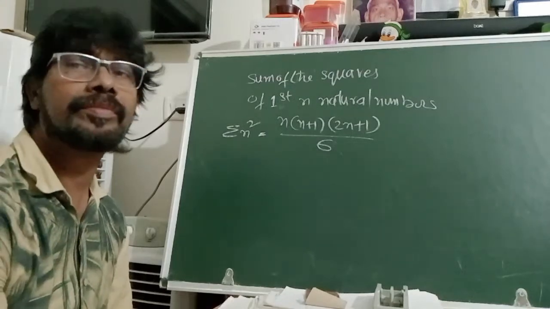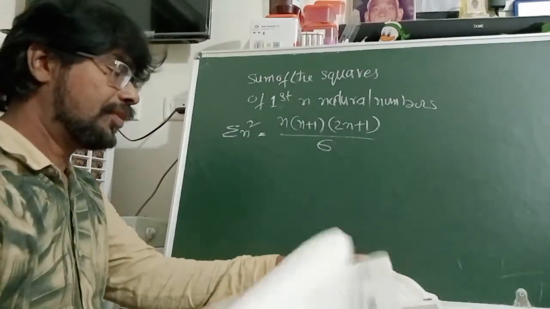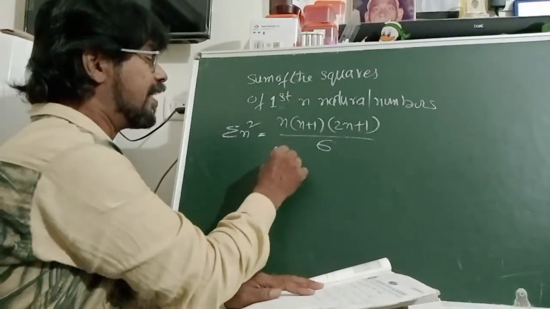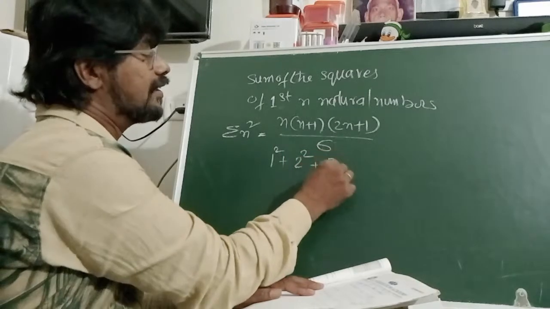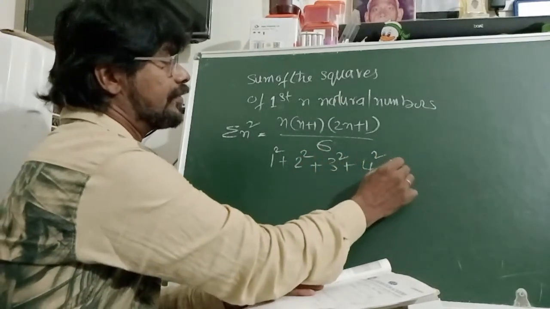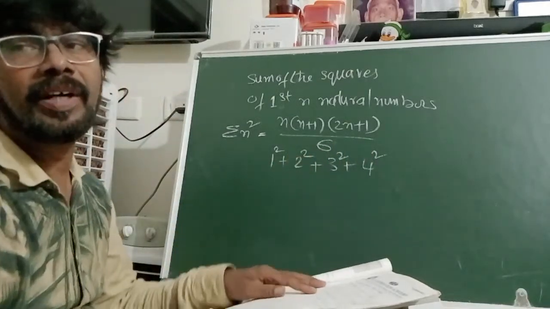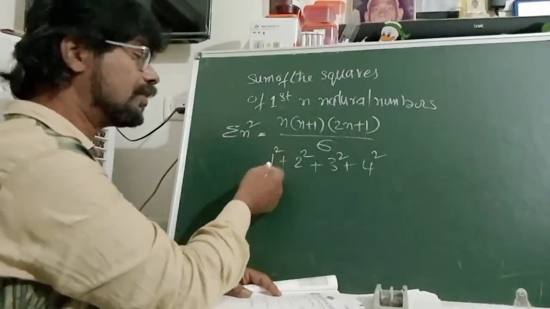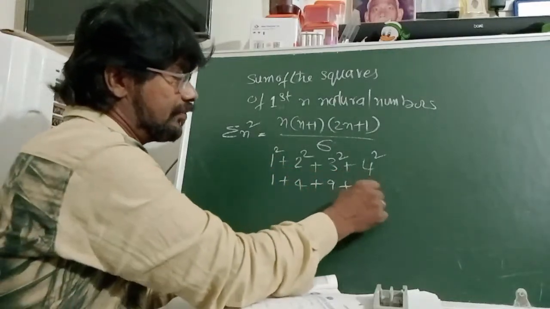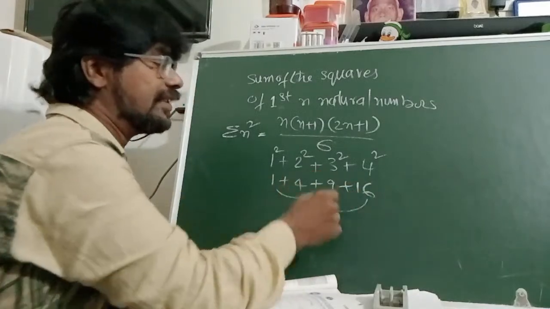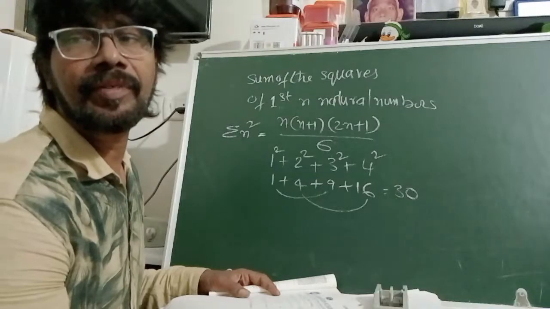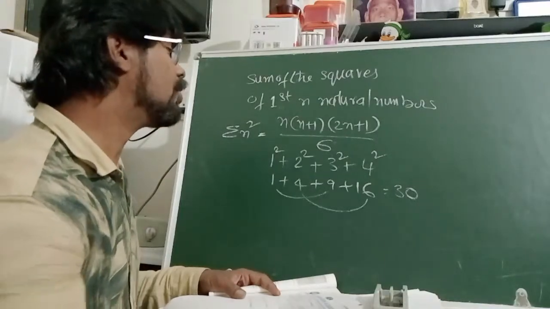Now we will go for next. For example, 1 square, 2 square, 3 square, 4 square is given. What is the sum? 1 plus 4 plus 9 plus 16, this is 10, 20, that is equal to 30. Okay, now we go for this one.